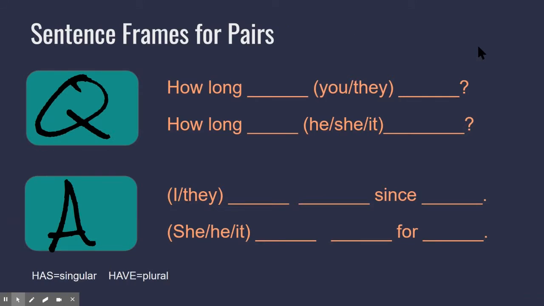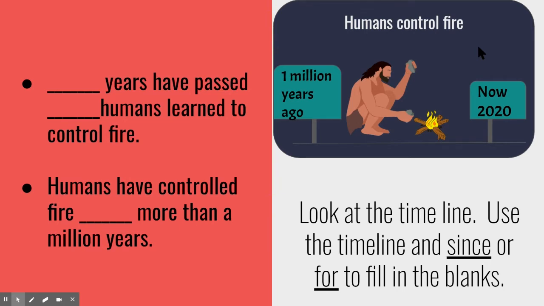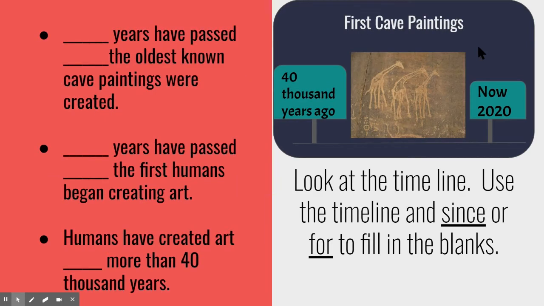Okay, so we gave you some sentence frames to use with your classmates, a little question and answer practice. Fill in those blanks with all the vocabulary that you know and practice that with your classmates. For the next thing we're going to do before we take our break, you should look at these small timelines, and you should fill in the blanks using the timeline and the word either since or for, right? Your teachers will go over the answers with you, but you can figure them out.